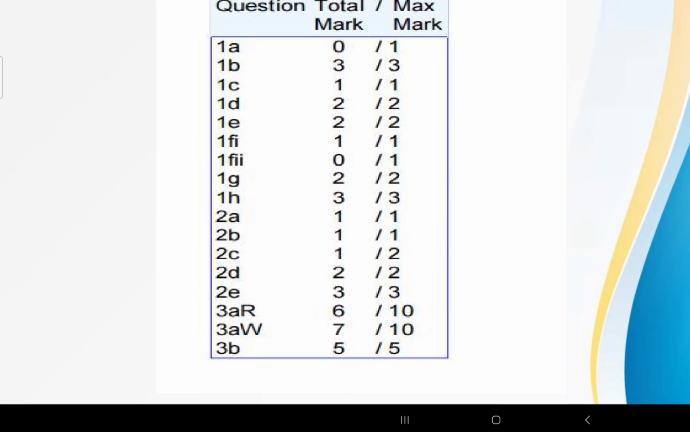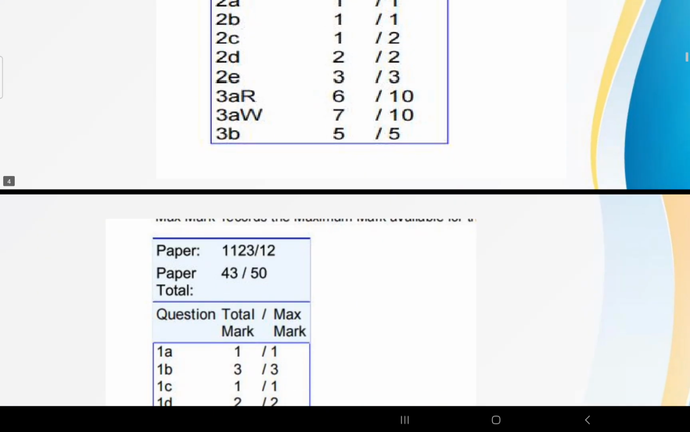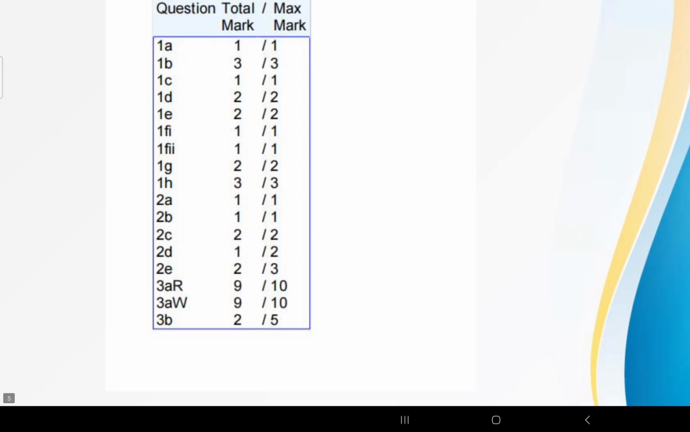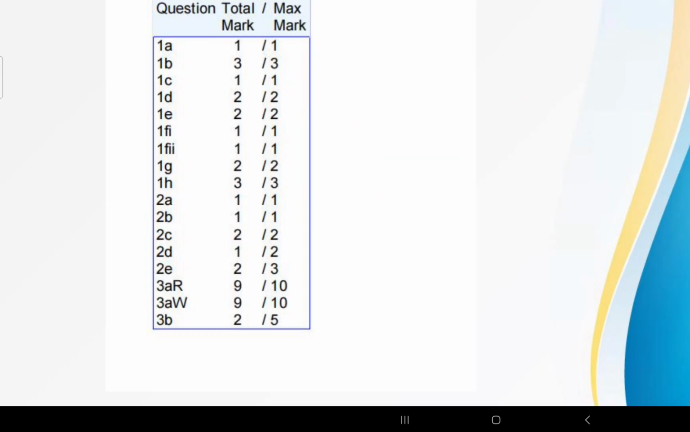Like this student score, this child scored 0 out of 1. Here 3 out of 3, 1 out of 1. And there's another paper, in which this is a scorecard, and this child has scored 1, 3 out of 3, 1 out of 1, 1 out of 1, 2, 2, 1. So he got or secured all 16 marks in question number 1. And remember this, that if you do well in your paper 1, and you definitely can if you are a student who can write correct English, you are going to get an A star.